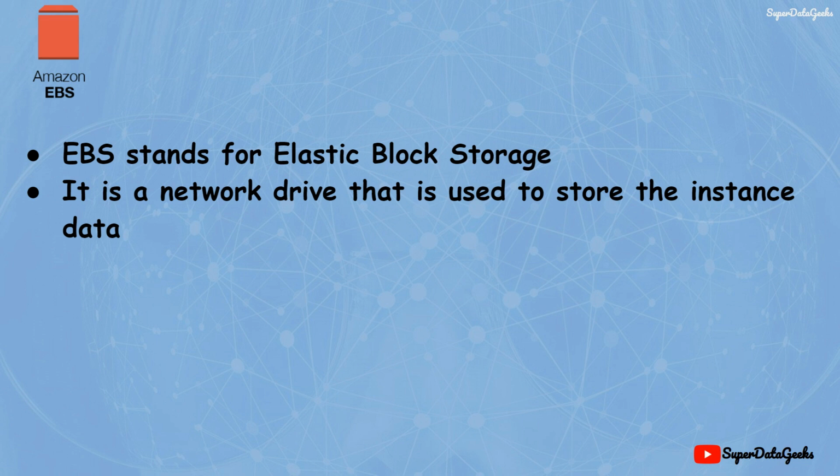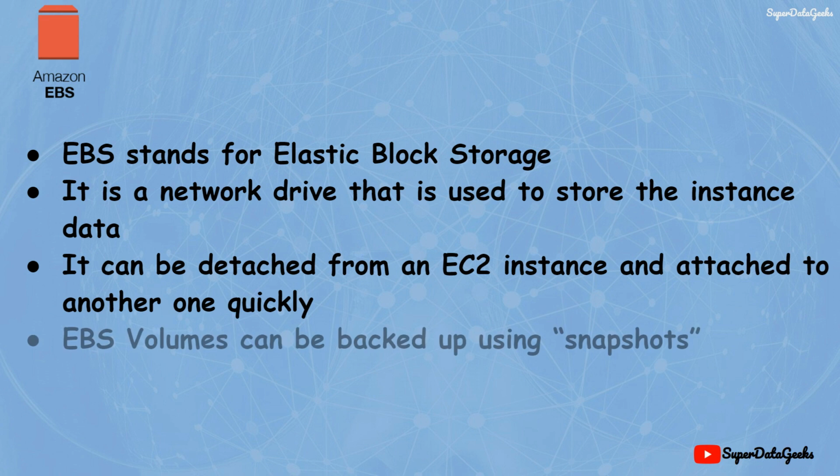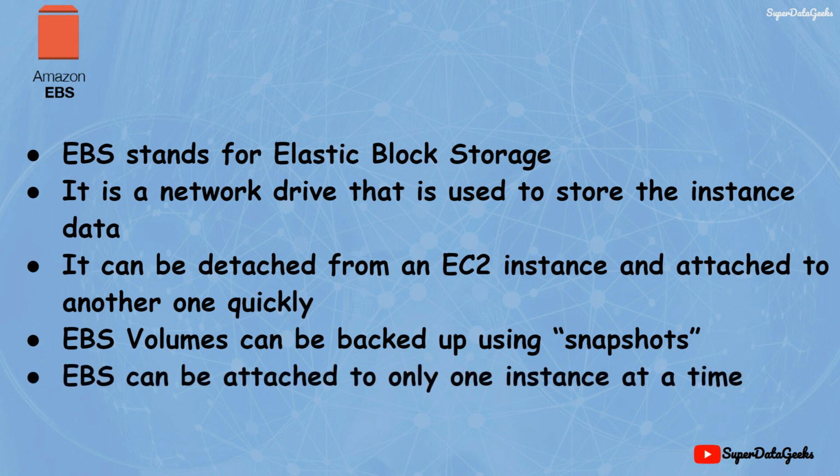So it can be detached from the EC2 instance and attached to another one quickly. EBS volumes can be backed up using snapshots. Like if you terminate your EC2 instance, then the EBS volume will also get deleted. But if you want the data, then you can snapshot that EC2 data using this snapshot feature. EBS volumes can be attached to one instance at a time. So one EBS volume can be attached to only one instance.